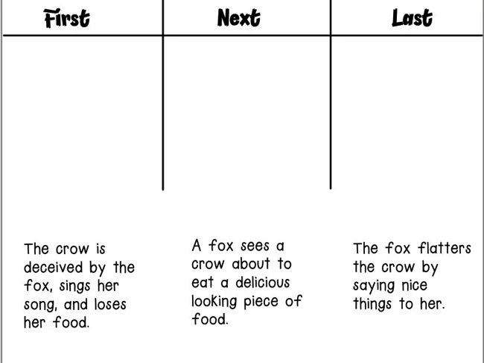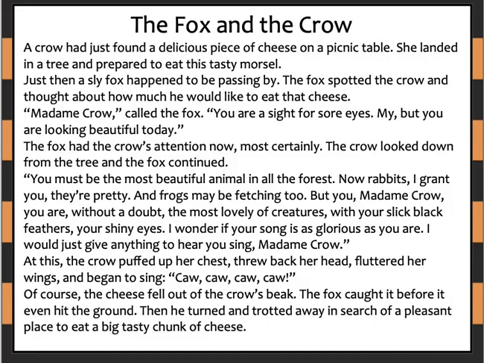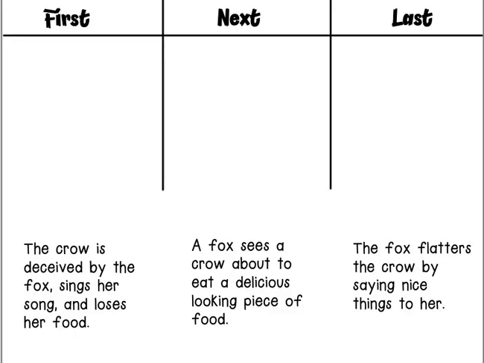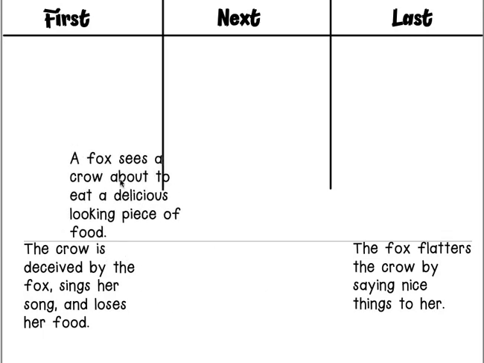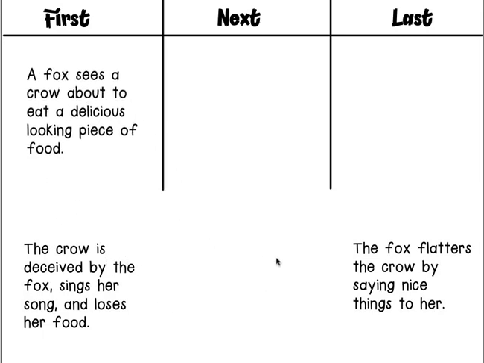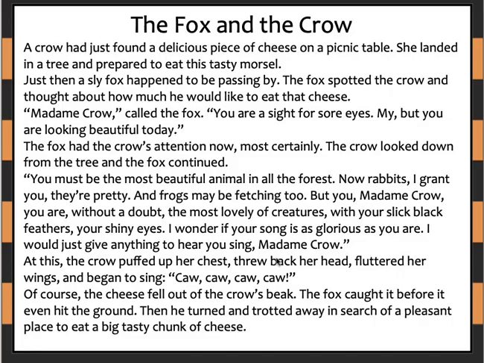So if we think about what happened first in this story, we know that if we look back at the story, a crow had just found a delicious piece of cheese and a fox happened to be passing by. So our first part of this story is that a fox sees a crow about to eat a delicious looking piece of food.